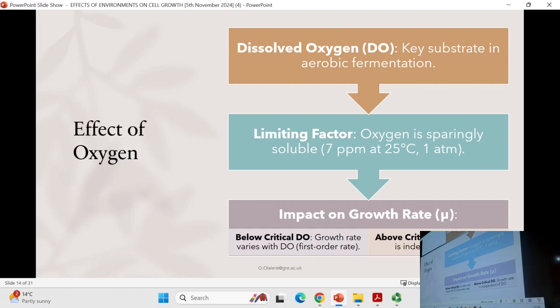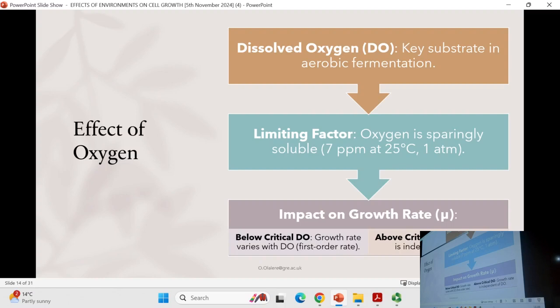So the same is applicable to growth rate. Growth rate is independent of dissolved oxygen above the critical value. But growth rate is dependent on dissolved oxygen when there is limiting, or when there is a below critical DO.